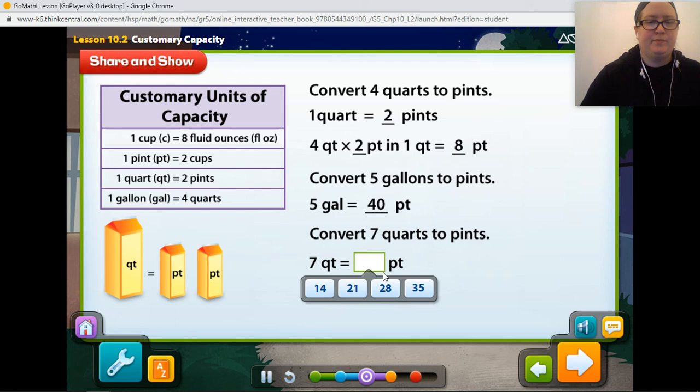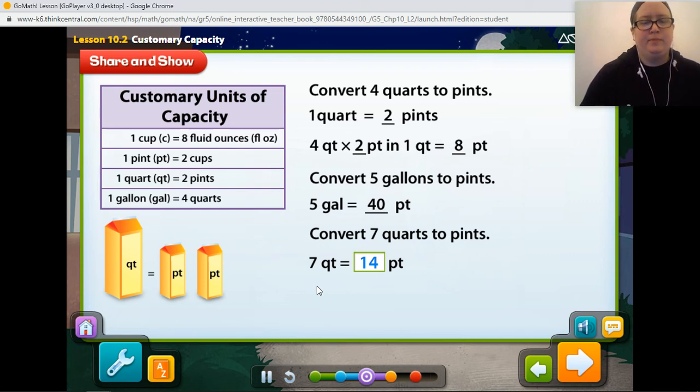Finally, convert 7 quarts to pints. Select your answer. So again, there are 2 pints in each quart. So 2 times 7 is 14. Great job. 7 quarts is equal to 14 pints.